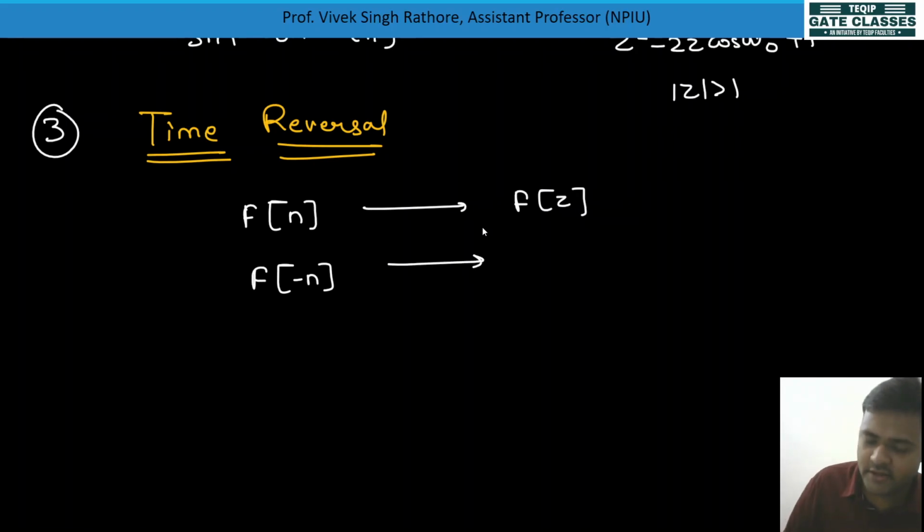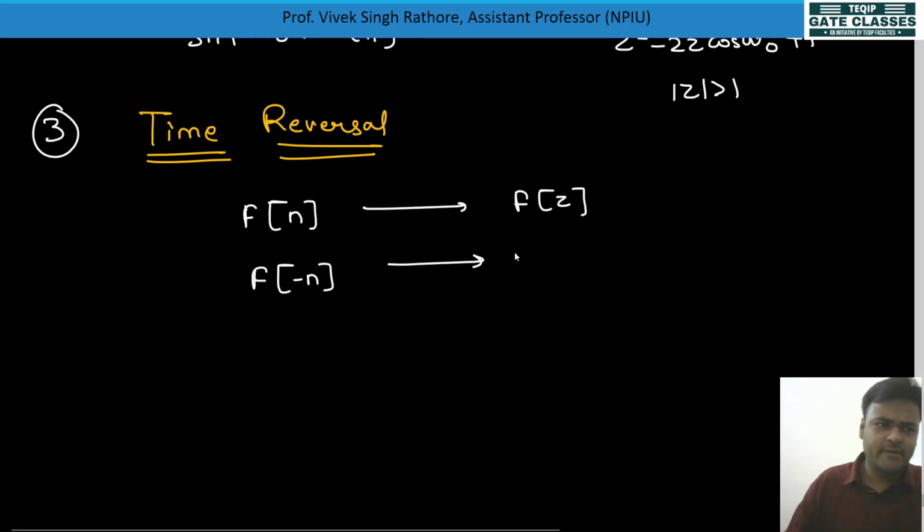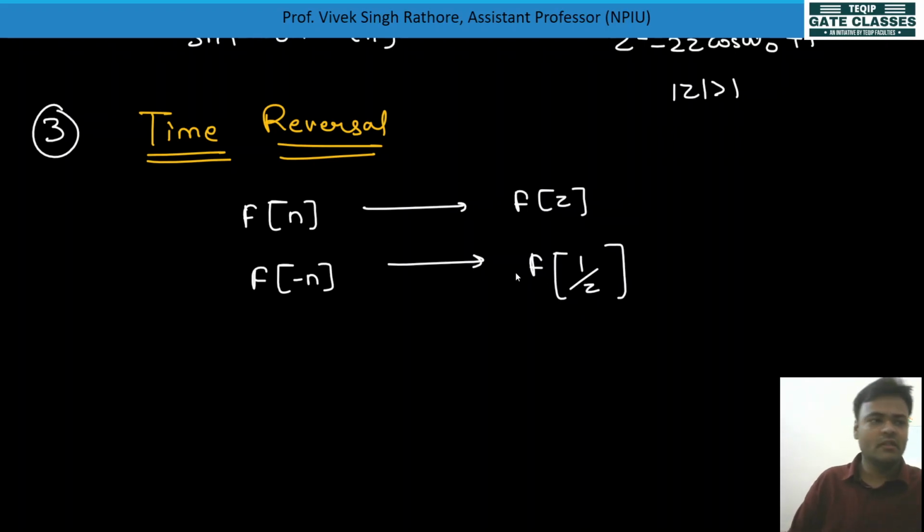Likewise, as we have seen in the Laplace transform, it was converting to f of minus s. If you see the Fourier transform, it will be converting to f of minus omega. So what will happen for Z transform? It will just reverse it like this. If f of n has Z transform f of z, then f of minus n will have Z transform f of 1 by z. By seeing one question, we'll try to understand this property.